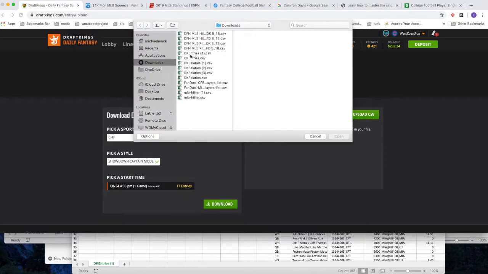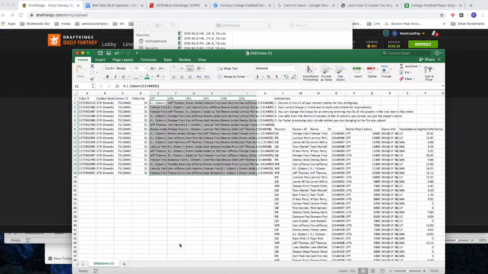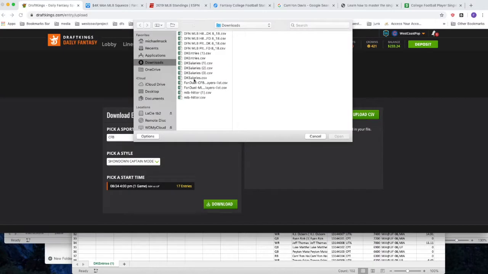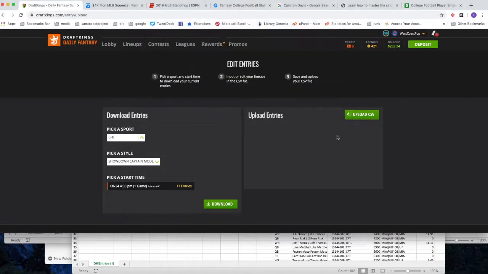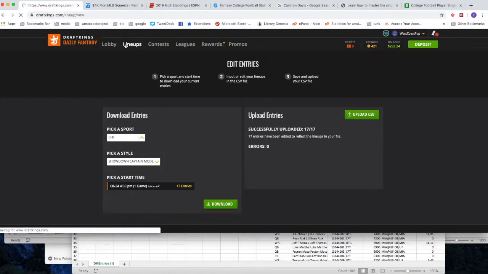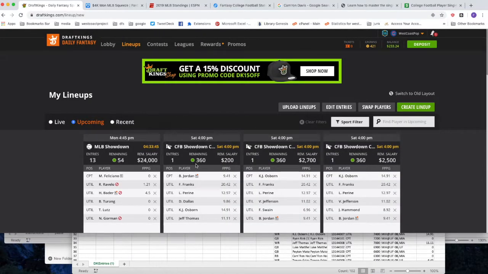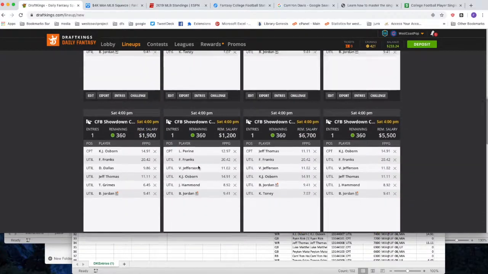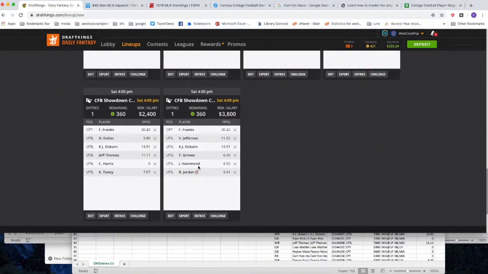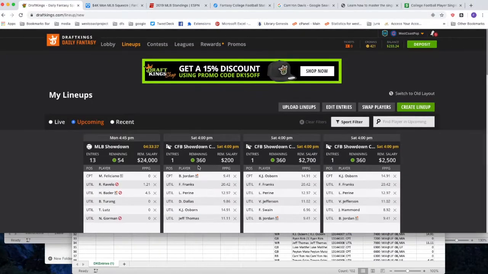My entries file, DK entries, well, I think it's entries 1. "17 of 17 successful," and I'll take a look at them. One other step I go through here is just to make sure I don't have duplicates. And if I do, I'll fix them. But it looks like I have 17 unique lineups now in this college contest. I'll refine them later in the week. It's only Monday.